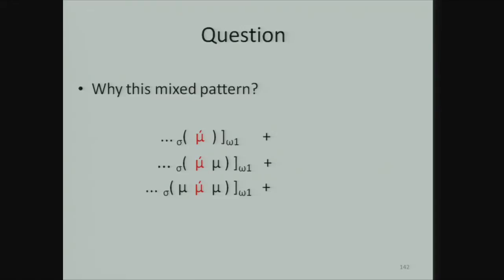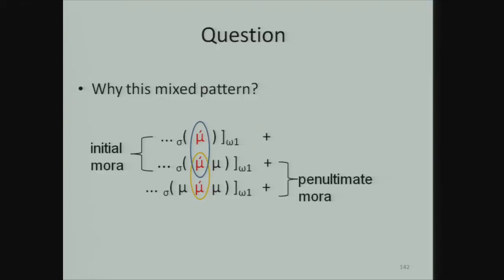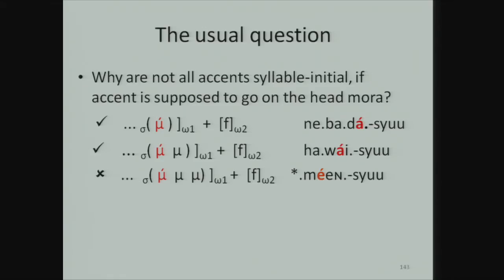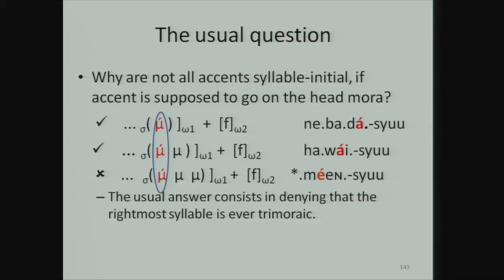Okay. So why is this mixed pattern? It's the initial mora, but penultimate mora for these other two cases. So the usual question asked is, why are not all accents syllable initial if accent is supposed to go on the head mora? The usual answer is the one that we've already heard, namely the usual answer consists in denying that the rightmost syllable is ever trimoraic, so it would be split, therefore it would be syllable initial. Okay. But as discussed earlier just now, this means admitting strange vowelless syllable types like NK.